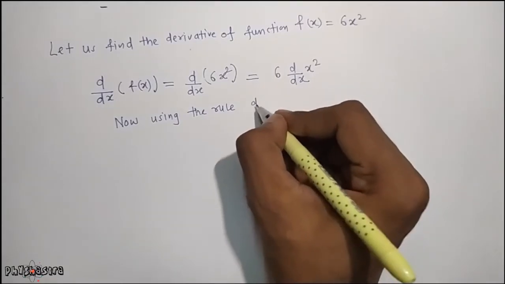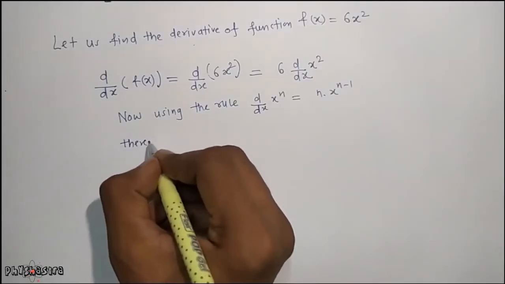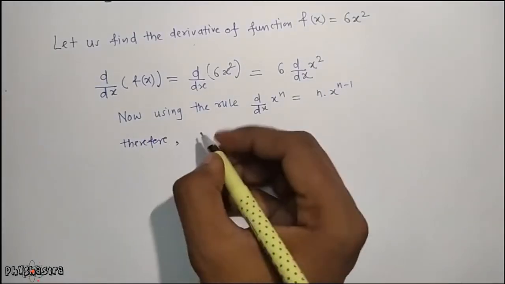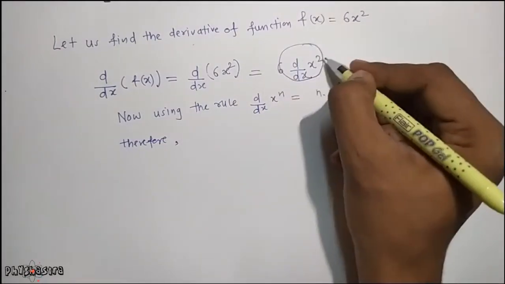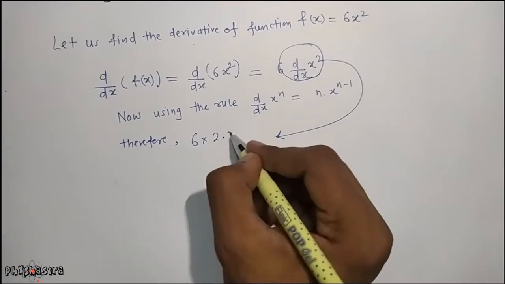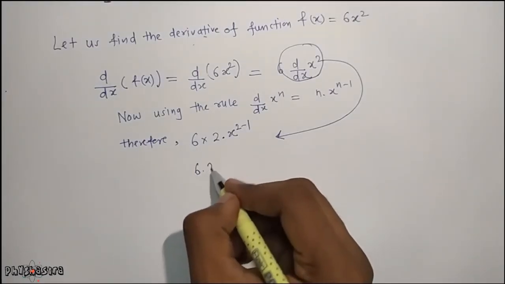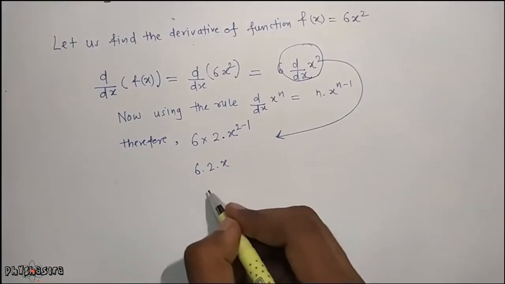Now using the formula d of dx of x raised to n equal to n dot x raised to n minus 1, we get 2 dot x raised to 2 minus 1. Therefore, we get 6 multiplied by 2 multiplied by x raised to 1, or simply x. So the final form we get is 12x.